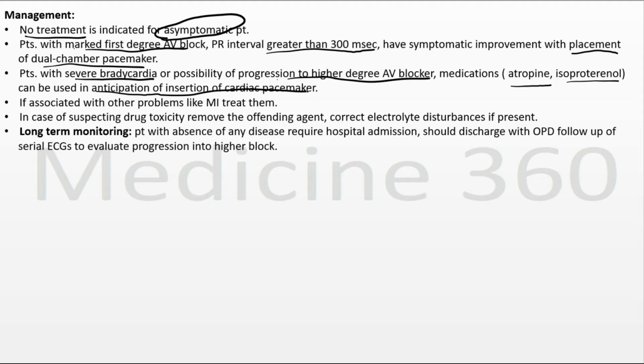Then if there are other conditions like MI, we will treat that condition, or other conditions as we discussed in the etiology, we also treat them. Then if we suspect electrolyte disturbances, or if there is drug toxicity, we do the tests and try to correct them. In long term monitoring of first degree heart block, if there is no presence of any other disease or requirement of hospital admission, we can discharge the patient and follow up in OPD with serial ECGs, so that we can evaluate the progression into heart blocks.